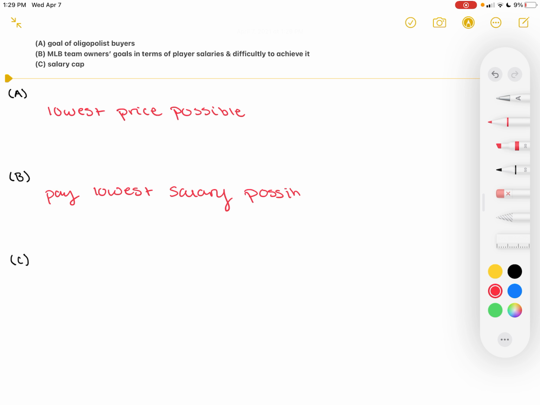And this is very difficult to achieve, and the reason that's so is because these good baseball players, because they're good, they're able to demand a much higher salary, meaning that these team owners are forced to pay higher salaries if they want to actually attract those players. So this demand by, let's say, good players is so high that it's very difficult to actually offer these low salaries to attract them.